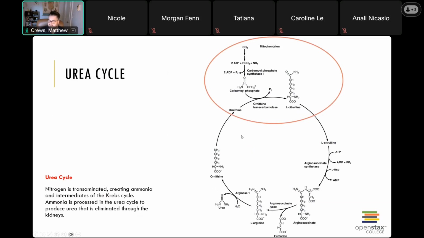Again, I'm going to say you probably don't need to memorize the urea cycle. It's important, but if you're going to memorize one mechanism from this chapter, I cannot stress it enough, it's got to be the Krebs cycle, okay? Know what the other ones do, know the Krebs cycle in detail, okay?